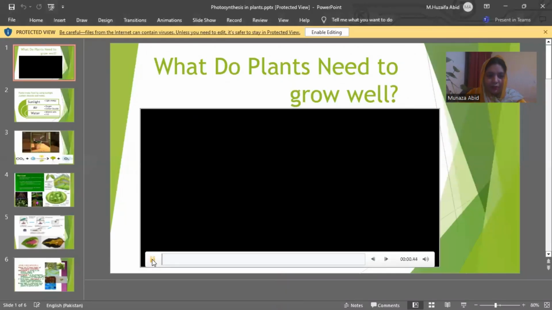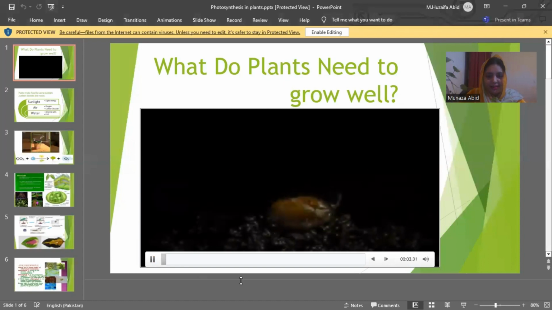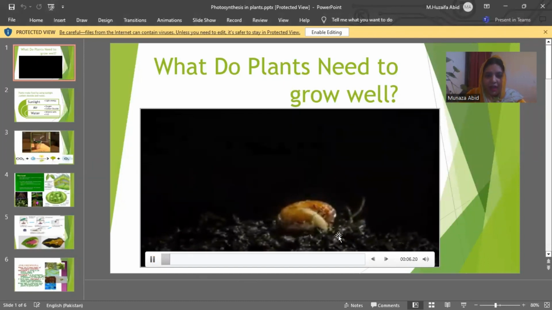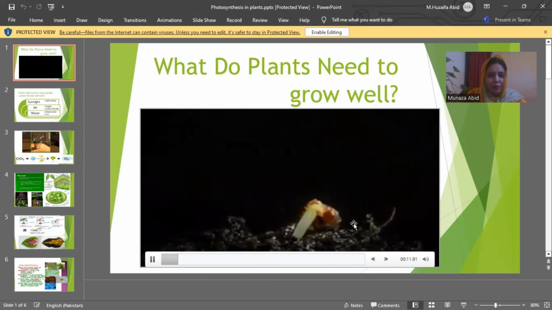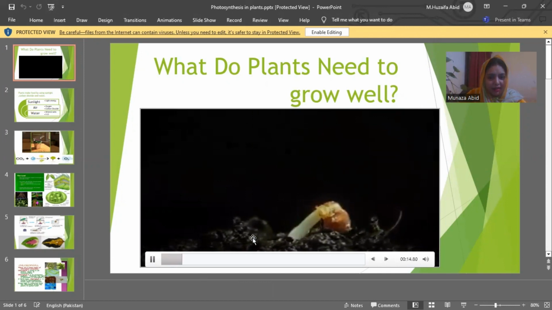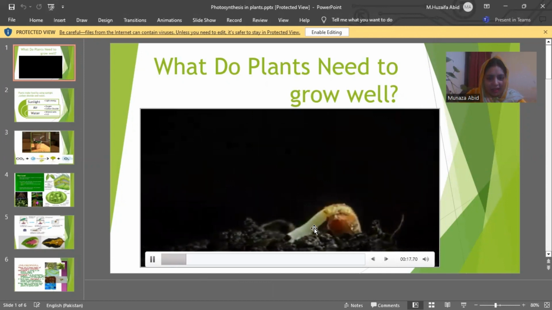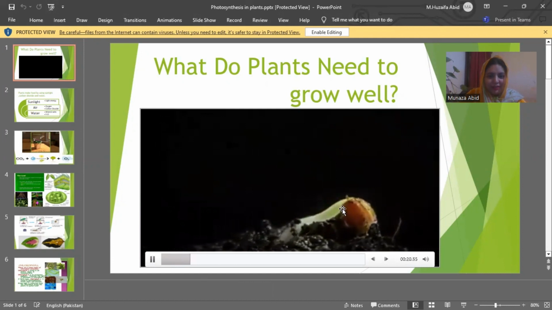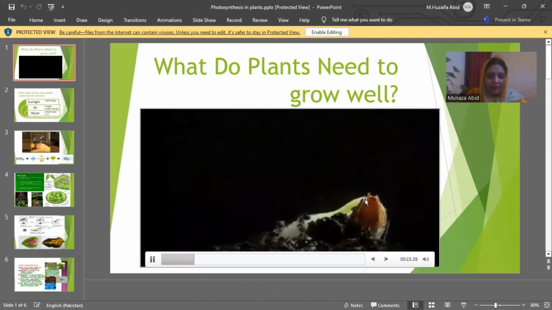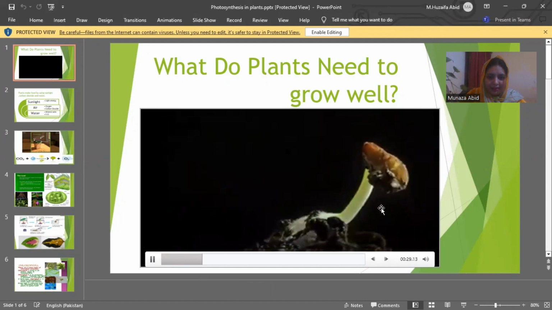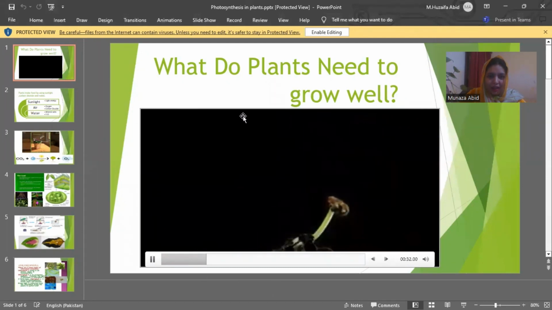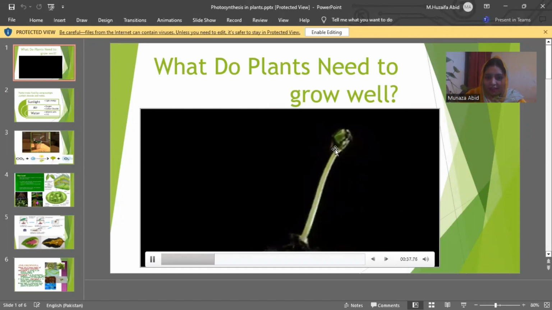See, this plant is growing. You can see here. This is a small seed. Hey, no photosynthesis going on. The roots are starting. Very soon, the leaves will rise as well from the seed. See? It's growing. What do plants need to grow well? We are discussing that today. Now 2 leaves will arise.